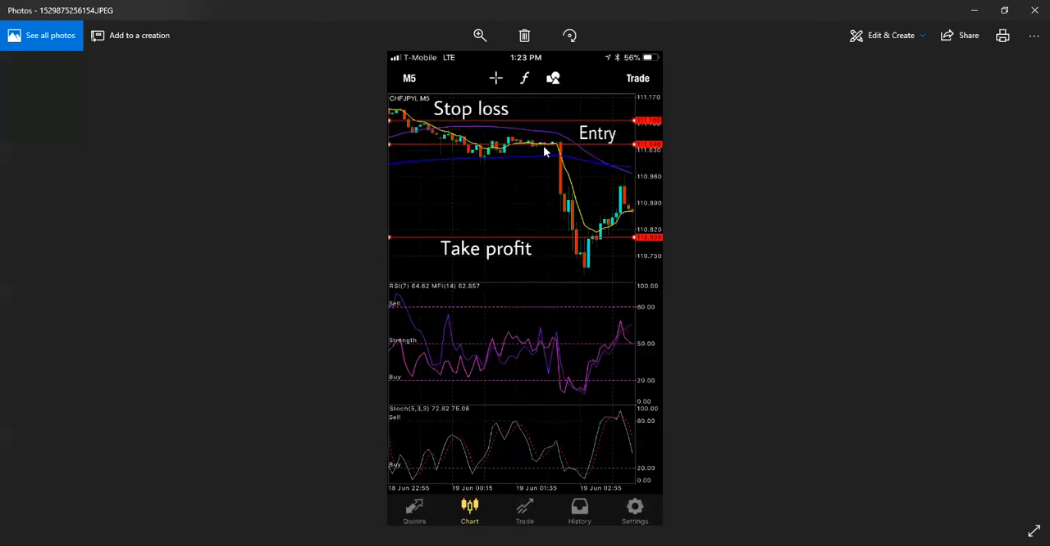So if you would have got in there, basically you could have taken profit here at 110.80, all right, for a nice 84 pips, and that is a beautiful thing. So that's why I love the moving averages, and like I said, I always drop my stop loss about 5 to 8 pips above or below my 50 moving average, which is the purple line there.